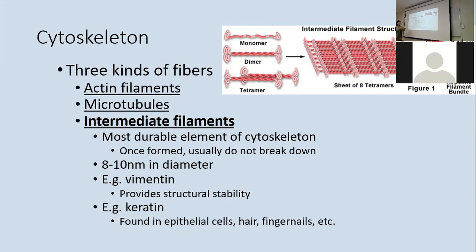Vimentin provides structural stability to a cell, kind of like scaffolding, if you think of it that way. And then keratin is one we're more familiar with. That's what's in your skin. It's what your fingernails and your hair are made of. Keratin is a main component in a lot of those sorts of cell products. Right, so it's a tough substance.